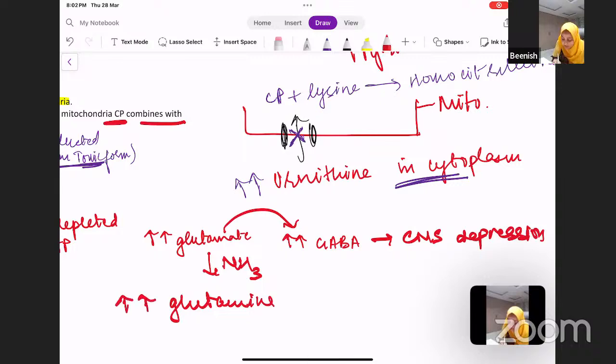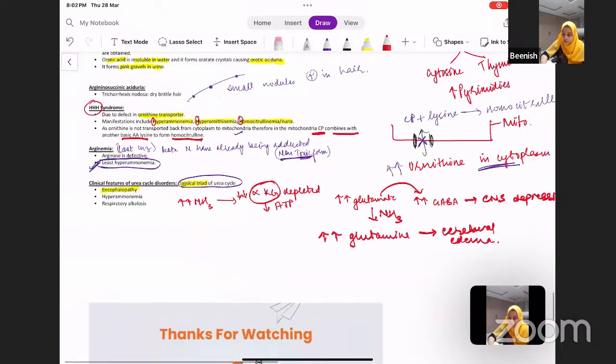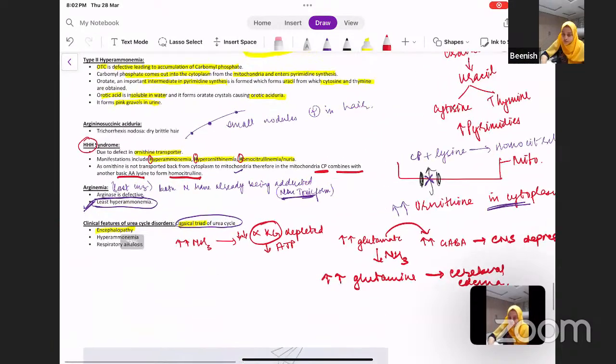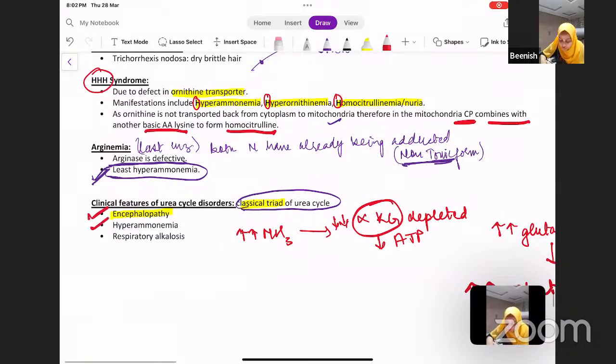So your glutamine levels were also increasing, and glutamine is an osmotically active compound and has the property of attracting water. So it was leading to cerebral edema. So all these things were contributing to what? Encephalopathy.